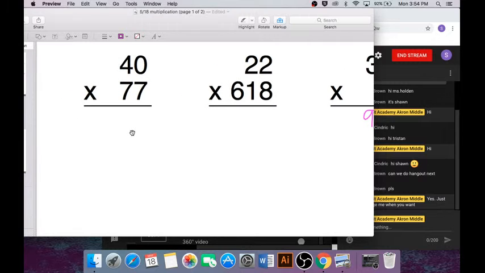Okay, so our last two, we have 22 times 618. So we're going to start with 8 times 2. 8 times 2 is 16. So we put down our 6. We carry our 1. 8 times 2 is 16. Plus 1 is 17.